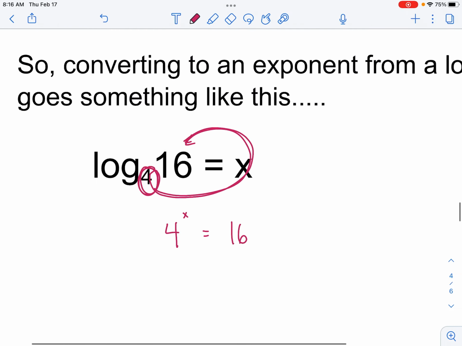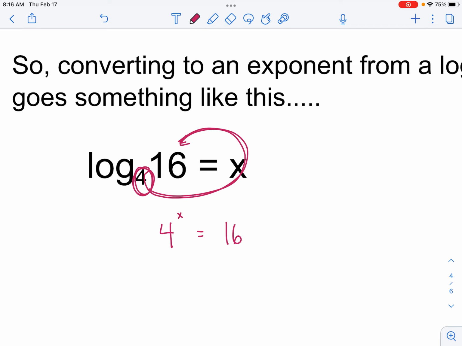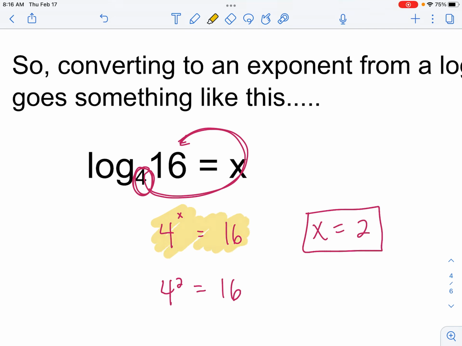So now we can solve this. This is really saying 4 to what power is 16? Well, I know 4 to the second is 16. So that tells me that x equals 2. So let me back up there one more time. This is really saying 4 to what power is 16? And I know that 4 to the second is 16, so that means that x has to equal 2.